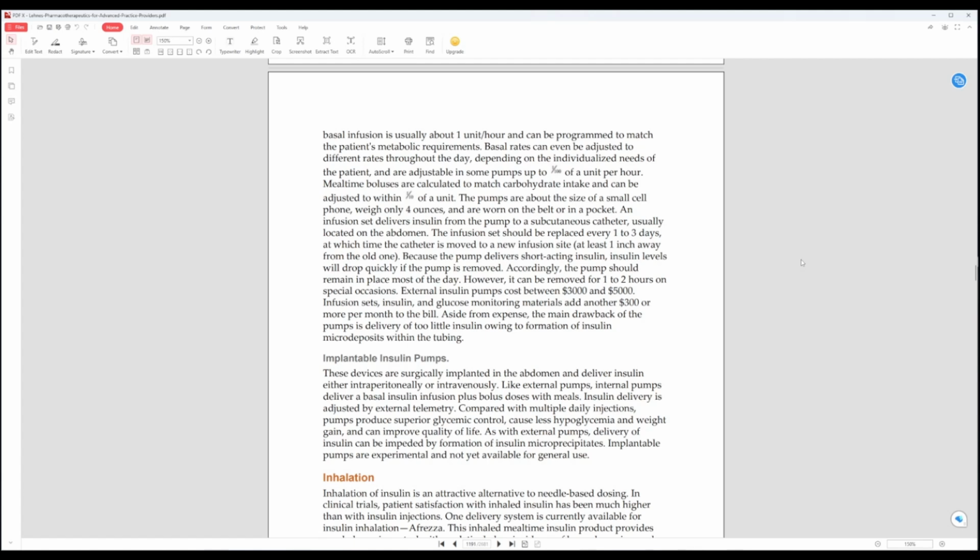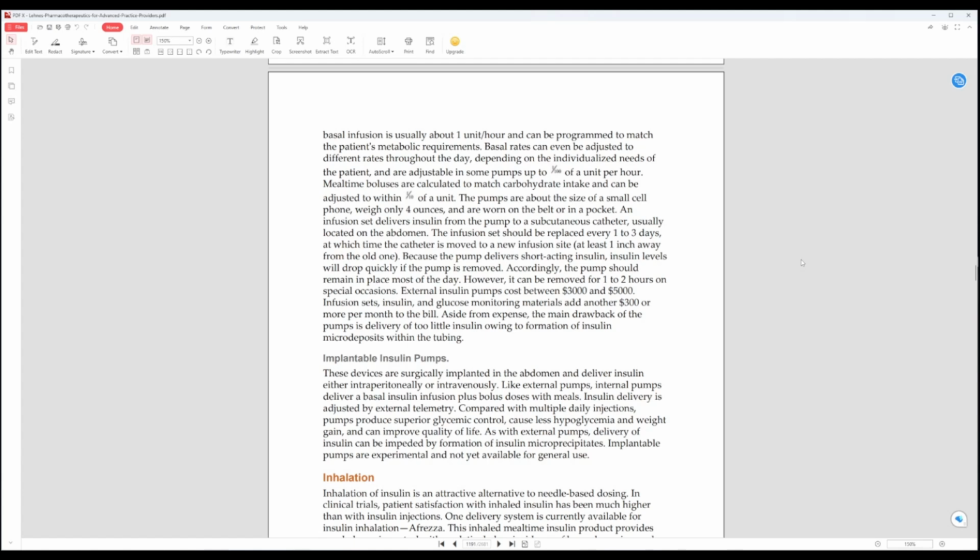Mealtime boluses are calculated to match carbohydrate intake and can be adjusted to within 1/10 of a unit. The pumps are about the size of a small cell phone, weigh about 4 ounces, and are worn on a belt or in a pocket. An infusion set delivers insulin from the pump to the subcutaneous catheter, usually located on the abdomen. The infusion set should be replaced every 1 to 3 days, at which time the catheter is removed to a new infusion site.